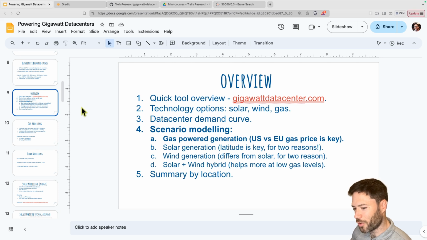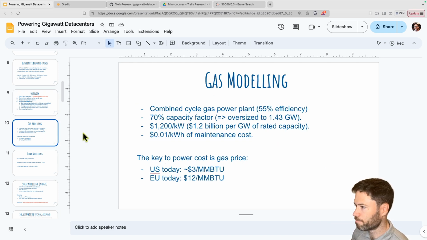So back to our overview, and we'll start off with the simplest model I have, which is for a gas power plant. And we'll see here the main difference in gas power plants is the cost of the gas itself, which is a significant difference between the US and Europe, for example. Now, my goal here through all the models is not to do something that's very complicated. It's to try and give you the large levers that allow you to design your own plant for the part of the world that you are in.